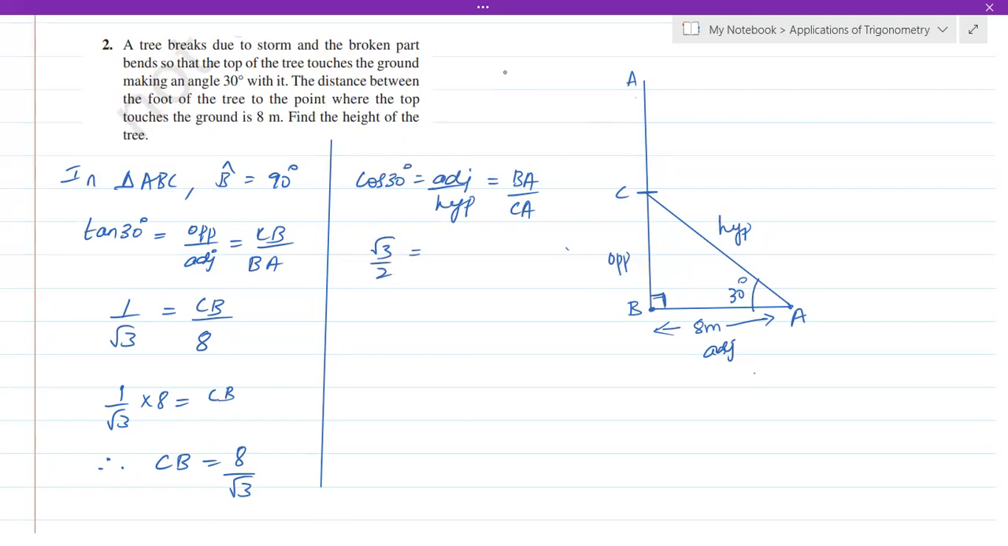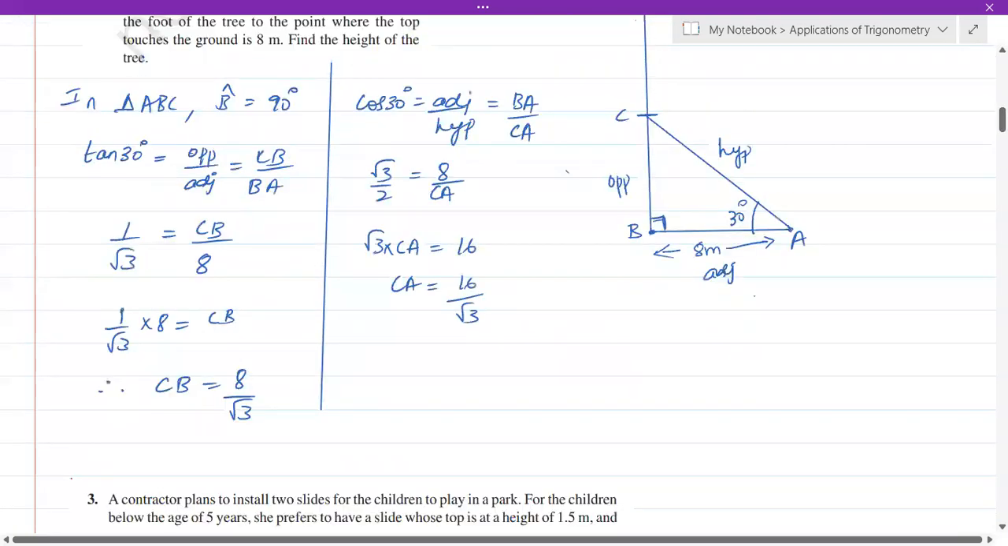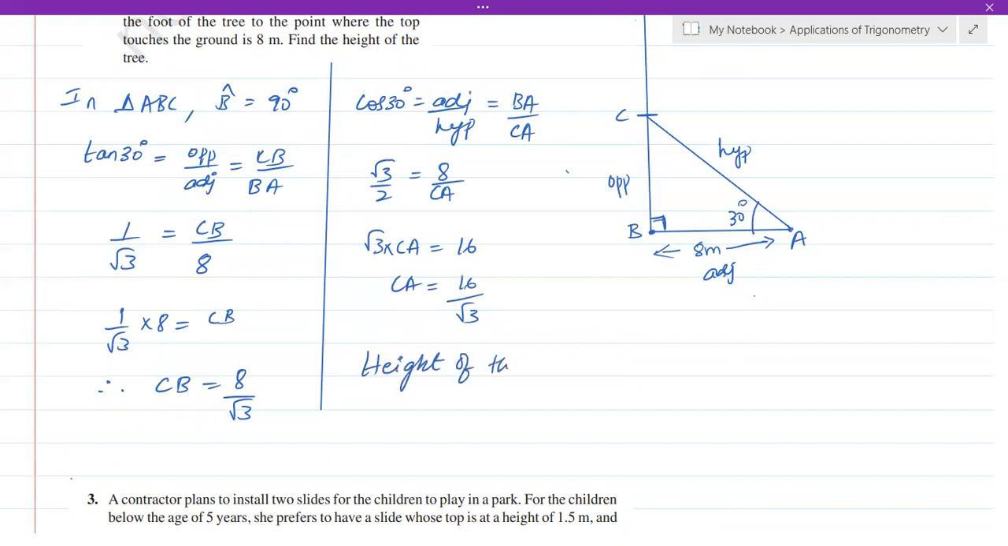That will be equal to BA. BA is 8 and CA we have to find. So if you cross multiply, root 3 into CA is equal to 8 into 2 is 16. Therefore, CA becomes 16 by root 3. Now, the actual thing is we have to find the height of the tree. As I told you, height of the tree is actually equal to CB plus CA, isn't it? What is CB? 8 by root 3. What is CA? 16 by root 3.